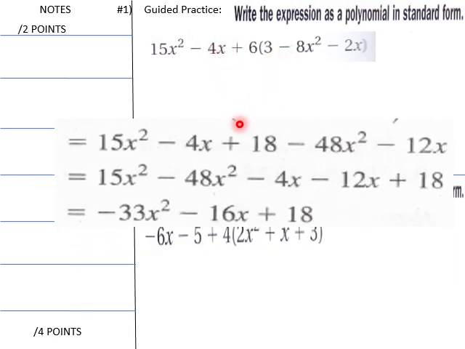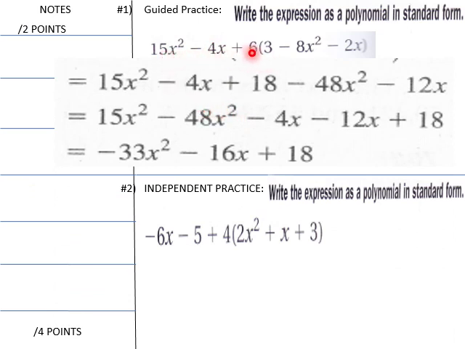So for this expression, when we multiply this through here, we get 18, and then 6 times negative 8x squared would be negative 48x squared, and then 6 times negative 2x would be negative 12x. And then we have 15x squared minus 4x. That's already expanded out there. Now we group like terms. We have 15x squared. We're going to move this over here with negative 48x squared. And then we have negative 4x, and we're going to move our negative 12x next to our negative 4x. So we group these together here. And then we have one constant, which is 18.